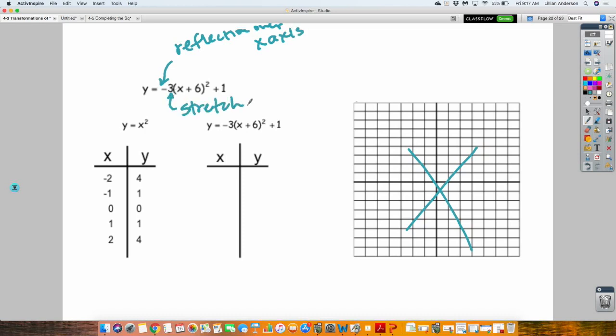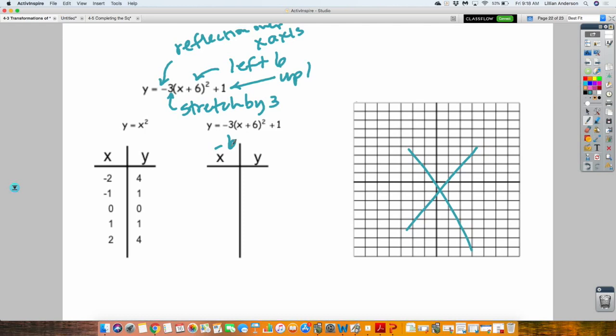And the 3 represents a stretch, a 3-unit stretch. So whenever there's an a value in front, if it's negative, that lets you know that it's a reflection. And then the value itself is either the compression or the stretching. Stretching if it's bigger than 1, compressing if it's in between 0 and 1, the absolute value is in between. What about the inside? Left 6. And then the 1 means up 1 unit. Yes. Okay. 4 transformations for this one.